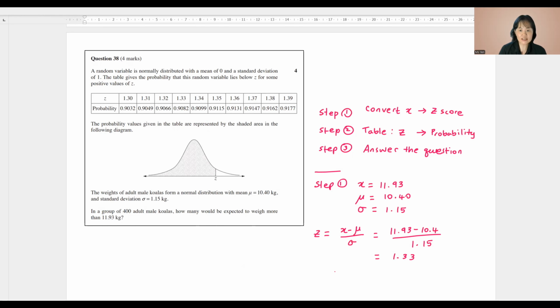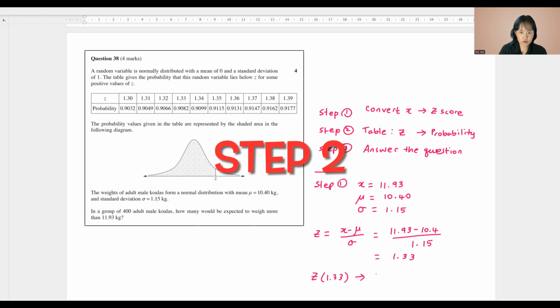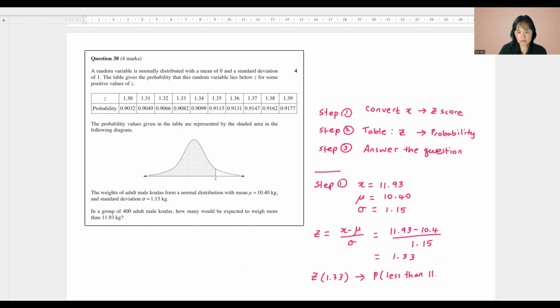1.33. Now, that is my z-score, and I need to convert that to probability, which is less than 11.93 kilograms. Now, from the table, 1.33 probability value is 0.9082. Now, this is probability of all the koalas that are less than 11.93 kilograms. So this is not the answer. So what we have to do now is we need to take away from the total probability, which is 1.